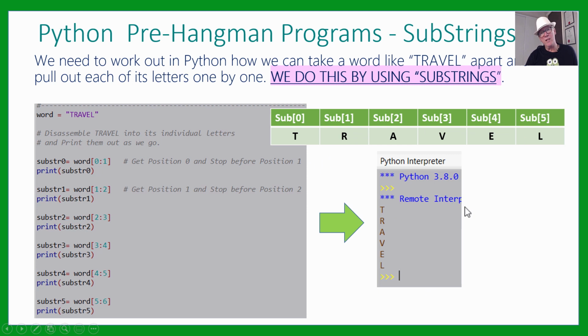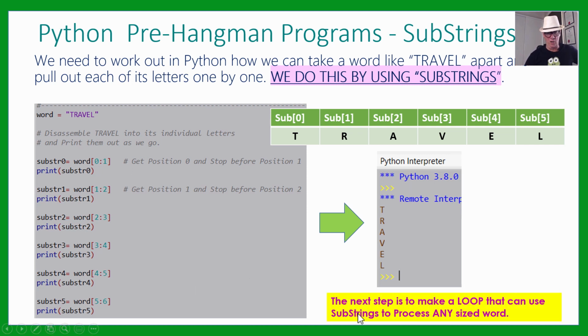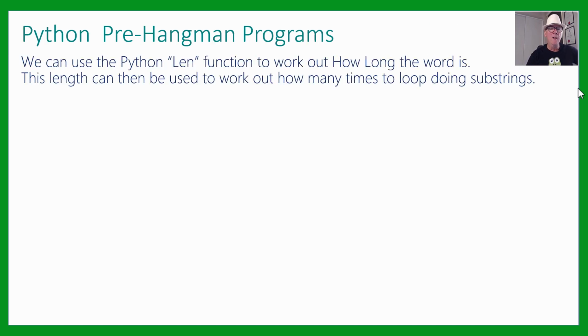Now, why don't we have them printing out across the page? Well, we'll show you how to do that later, but we wanted to keep it simple just for now. So that's the idea of substrings. Let's continue. The next step is to make a loop that can do that substringing for us, so that we can use a whole bunch of words of any length. We can pick any word we want, pull it apart into its letters, and print those letters out.